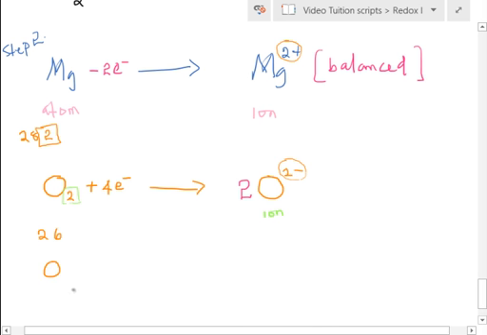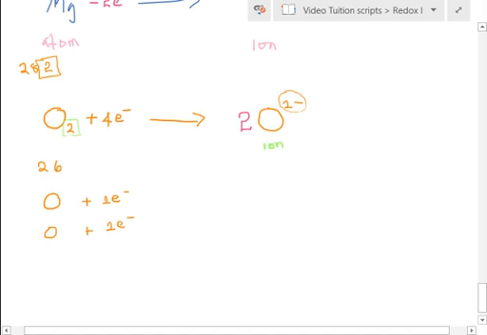Again, O will gain 2 electrons. Another O will gain 2 electrons. So if you put them together, this will be O2 and this will be 4 electrons. So that is how we got these 4 electrons here. Each one of them will now become one oxygen ion, and the other one oxygen ion. And at the end of the day, we have 2 oxygen ions.